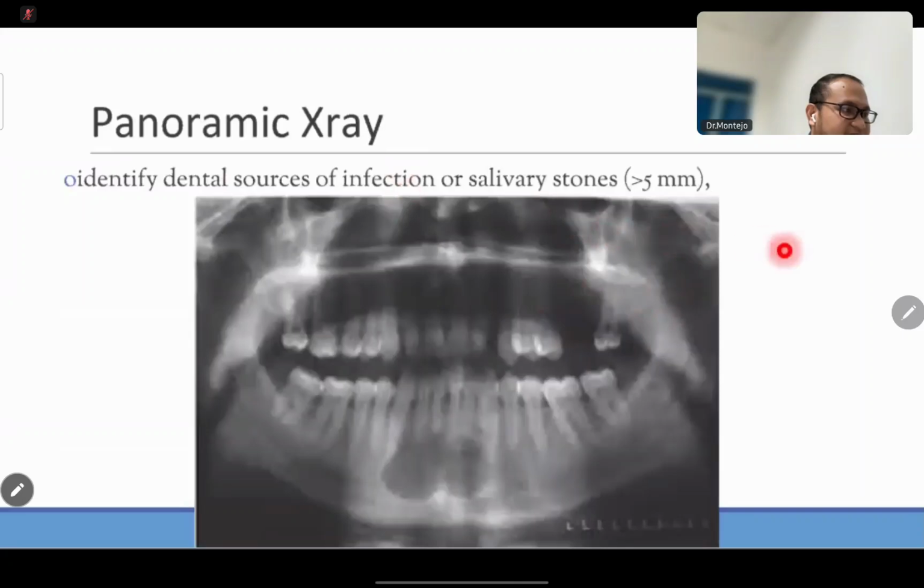So this one, panoramic X-ray, you could identify the source of the infection. So, for example, with this, no, you have a cyst or a radiolucency. So this can be an apical cyst. And then also your salivary stones can also be detected on your X-ray, more than 5 mm.